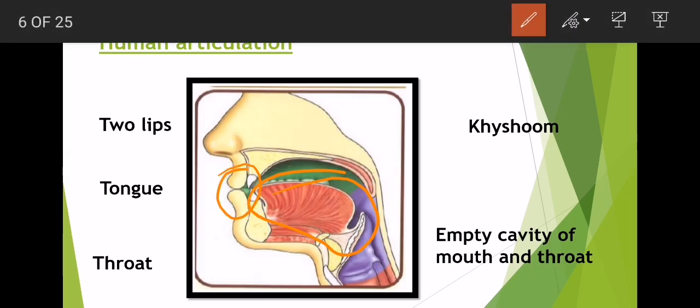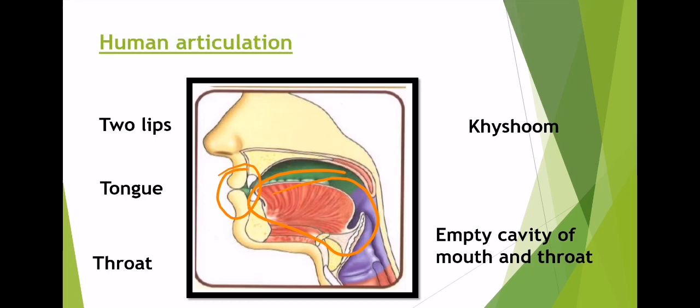So these are the 5 general makharij. Which are they? The first one is the al-jawf. The second is the khayshoom. The third is the throat. The fourth is the tongue. And the fifth is the two lips. These are the 5 general makharij that help us to pronounce the Arabic letters.